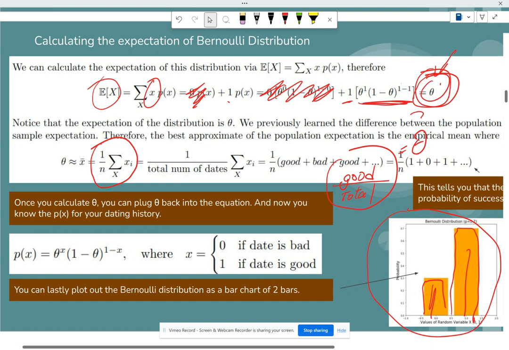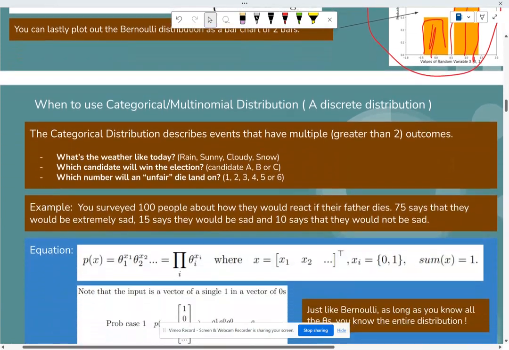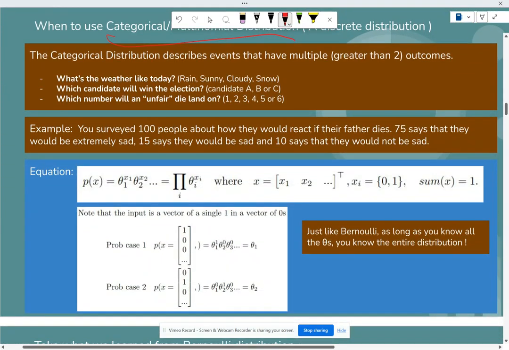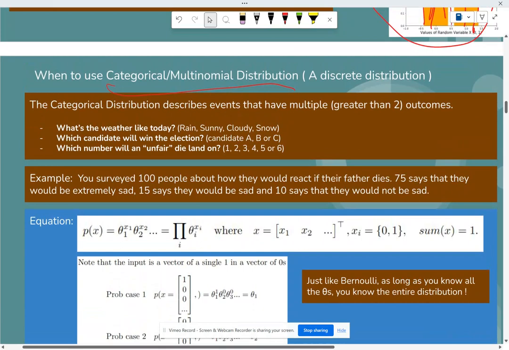What if you have multiple possibilities, more than two? Well, that is called the categorical, or the multinomial, or multinoulli distribution. So for the categorical distribution, basically you have more than two outcomes. So it could be three outcomes. What's the weather like today? Rain, sun, clouds, snow. So there are four possible outcomes.